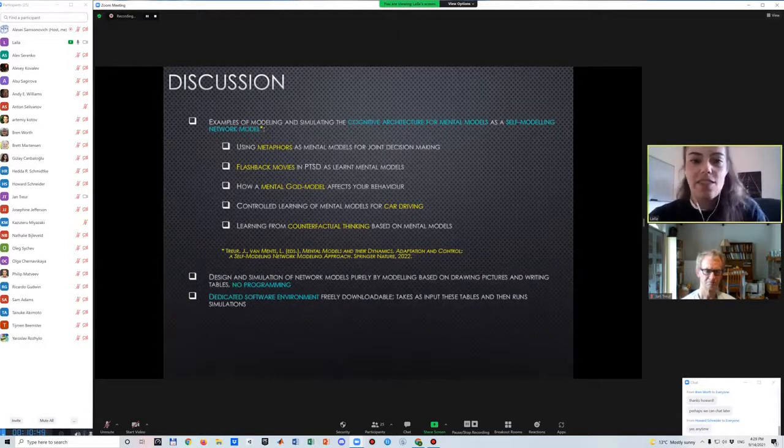And then we have design and simulation of network models by modeling based on drawing pictures and writing tables, no programming, meaning that in this architecture, you can just use the architecture to really get to the modeling instead of trying to understand all the formulas behind it. And there even is a dedicated software environment that you can freely download. So you just make the model, play around with it, and put it into the software environment in MATLAB, and then you can run your simulations.